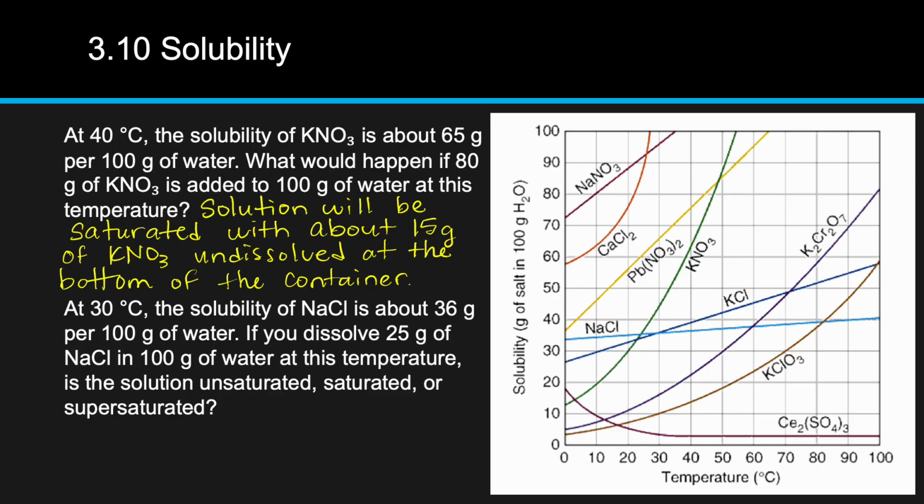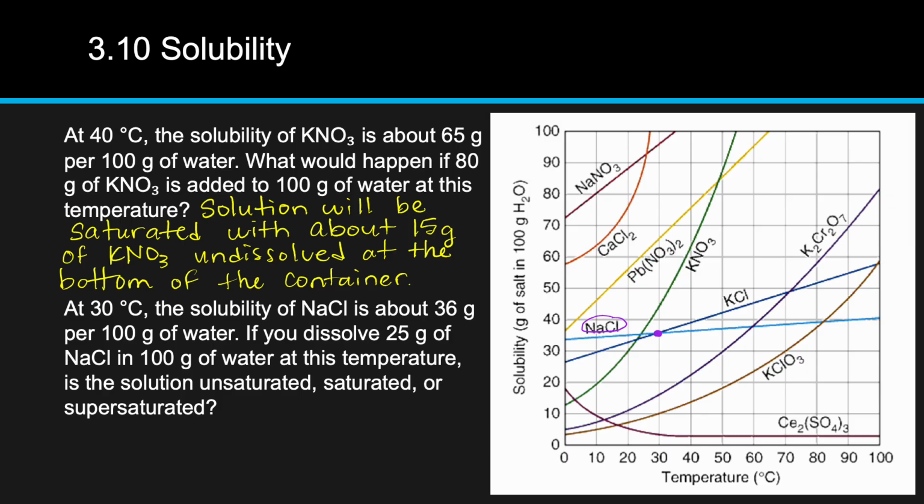The next question says, at 30 degrees Celsius, the solubility of sodium chloride is about 36 grams per 100 grams of water. So sodium chloride is going to be our light blue curve here, and it says at 30 degrees Celsius, we are at, oh, wrong curve. We are at here, about 36 grams per 100 grams of water.